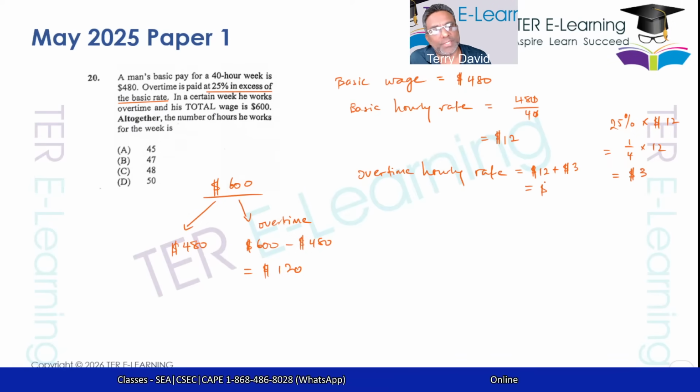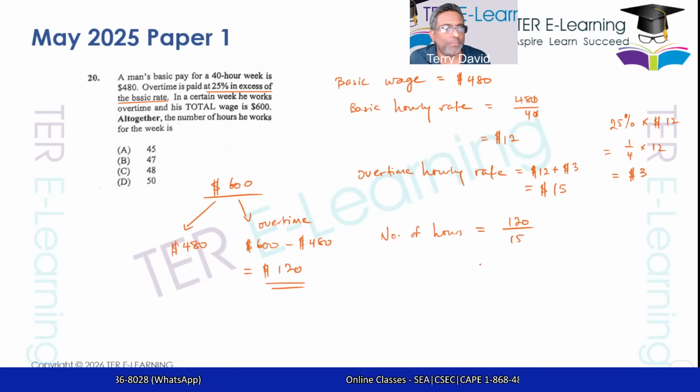So we're going to get $15 per hour overtime. So we're going to use this figure here, the overtime part of it. So the number of hours is simply going to be 120. That's the paid hours for overtime divided by 15 per hour, right? So in this case here, how much are you going to get here?